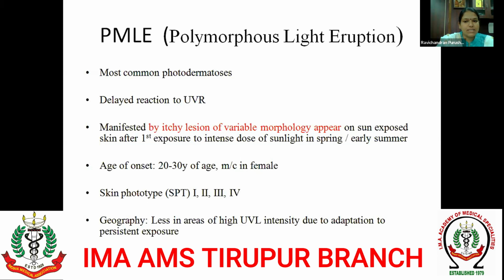The characteristic feature is the appearance of the lesions. The patient can explain that they appeared after exposure to an intense dose of sunlight, that is, sudden exposure to light for a long period, for an hour or 1.5 hours. It is usually more common in the first 3 decades of life, up to 30 years, and more common in females. Among skin types 1 to 4, we Indians, who come under type 3 and type 4, are all more prone to PMLE lesions.